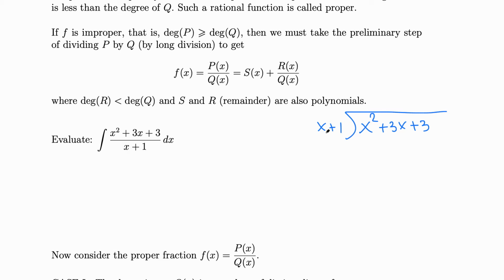Now we just look at the first to first. So x times what gives us x squared? Just x. Now x times x is x squared. Now we multiply both terms by x. So we get x times x, x squared, plus x times 1, 1x. And now we subtract. Subtract means we change the sign of the bottom. So cancel. 3x minus x is just 2x, and leftover is plus 3.